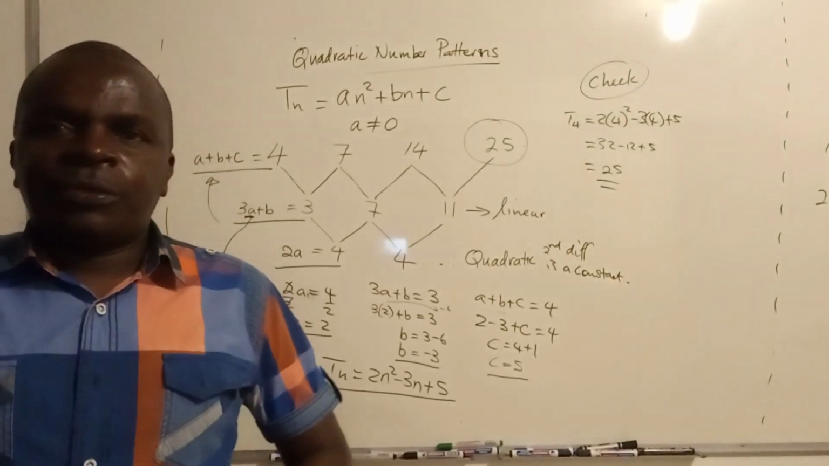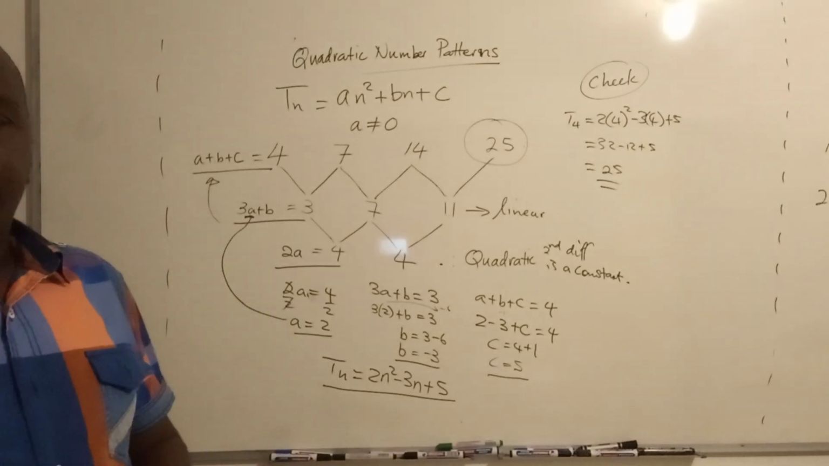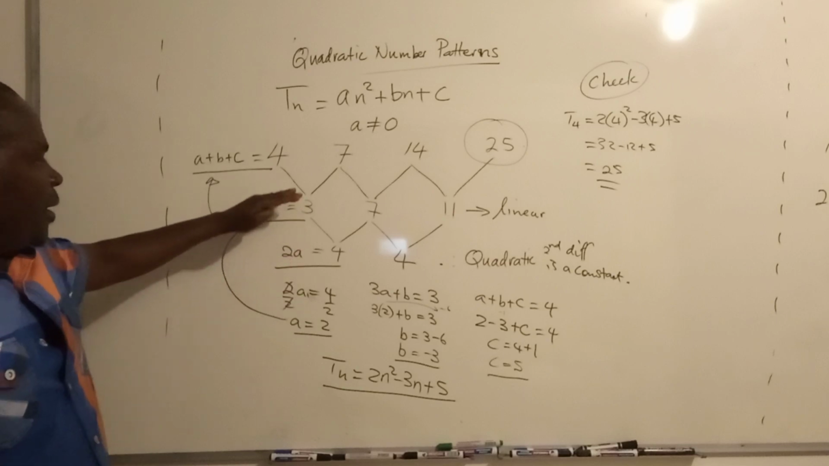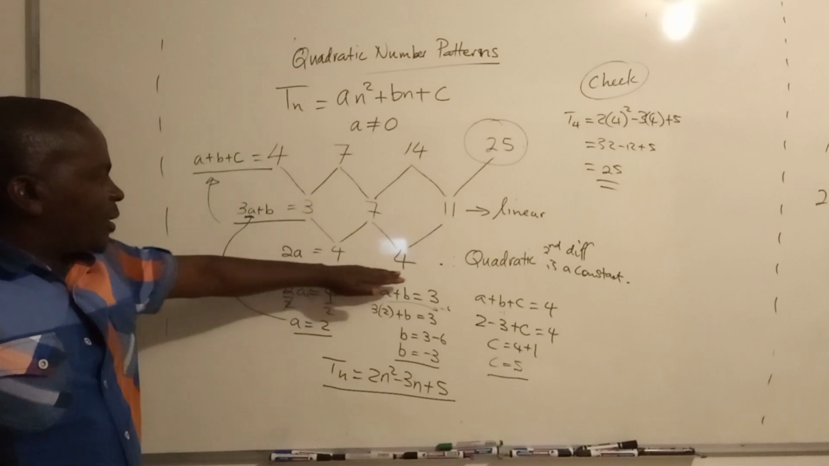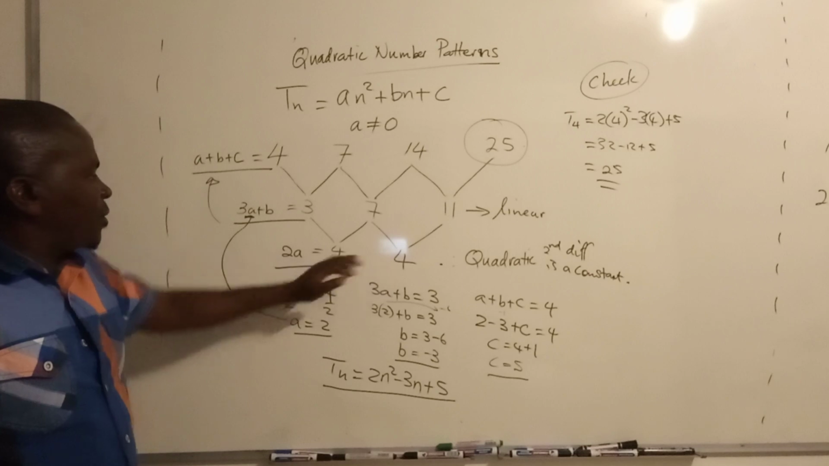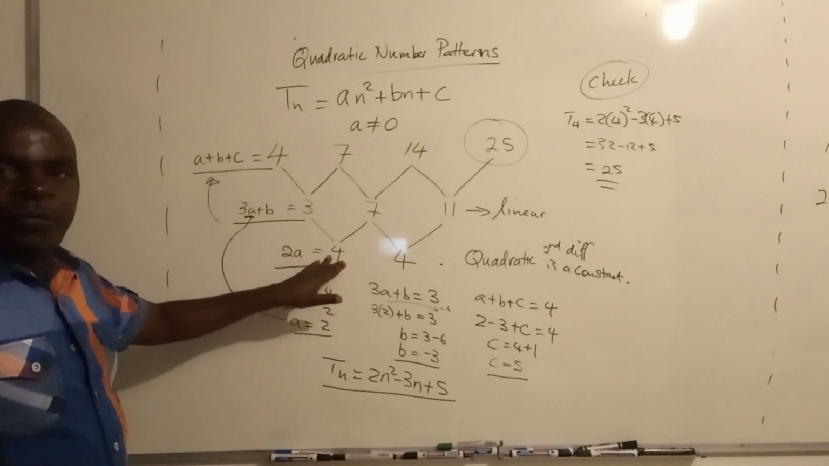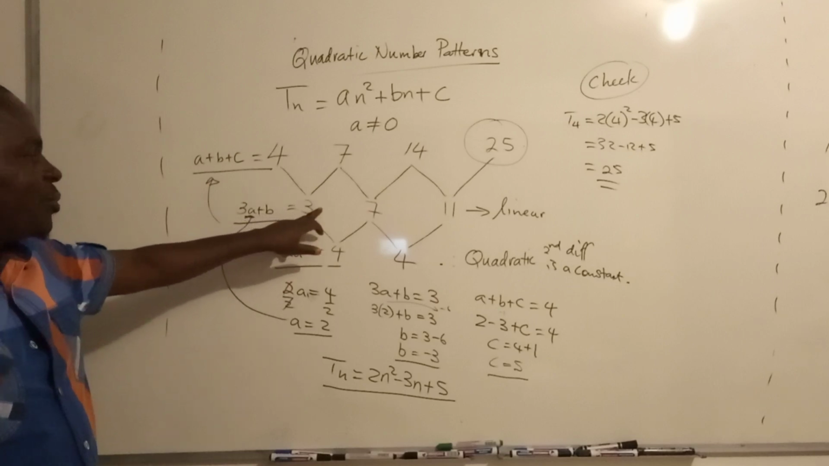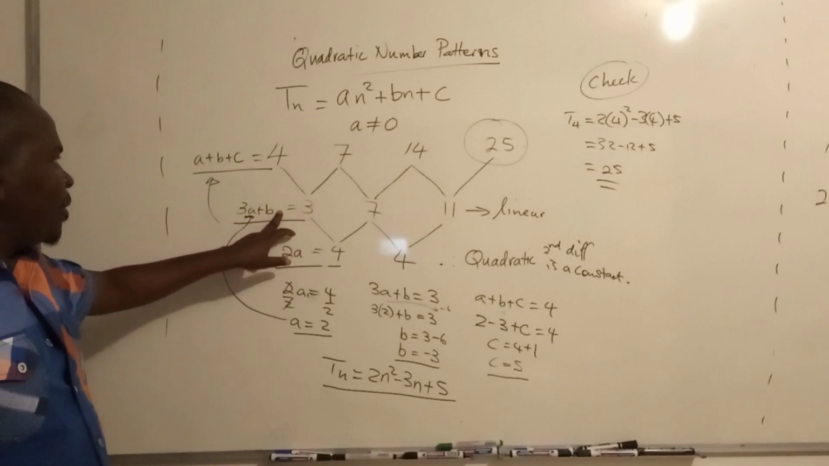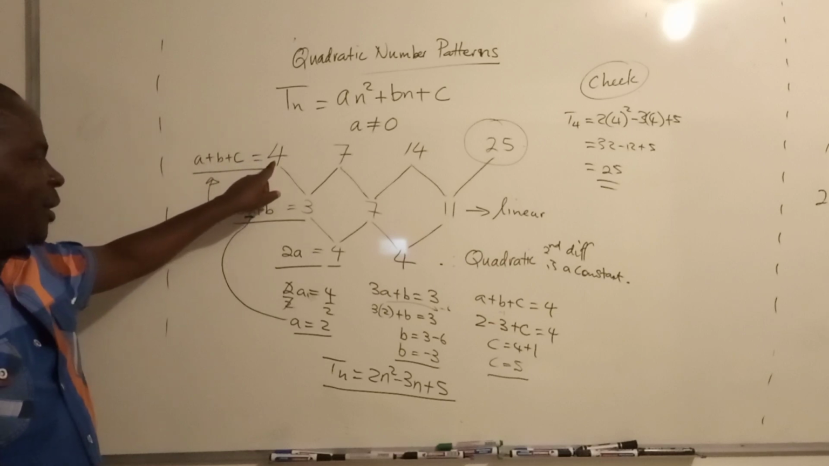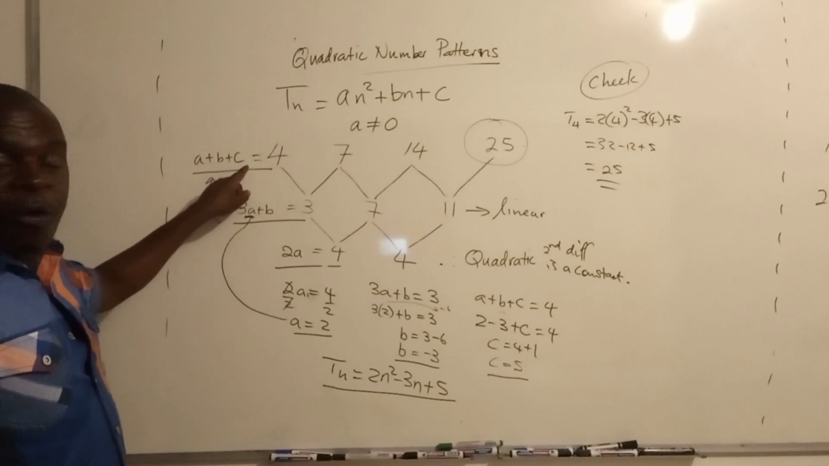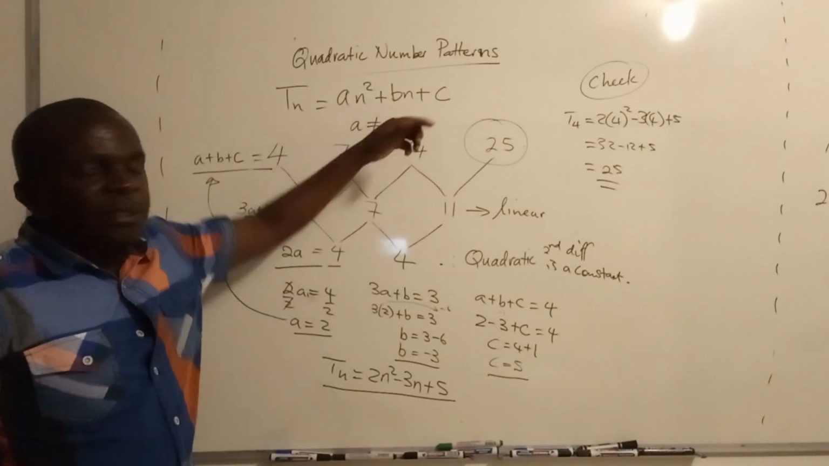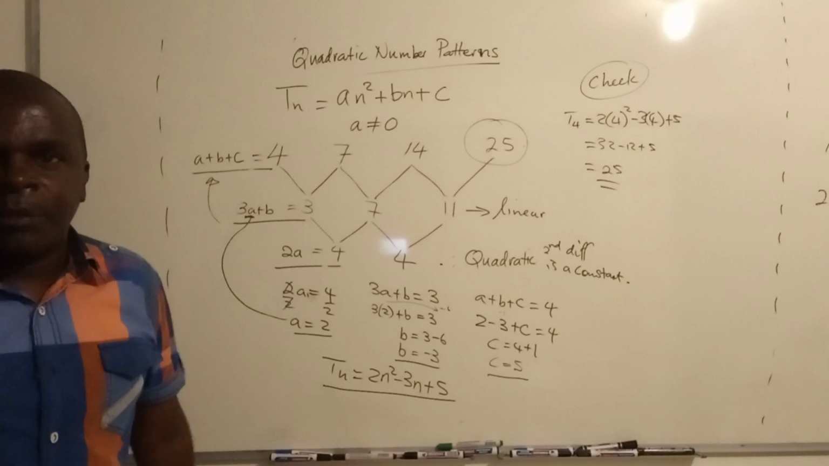For now, I would like to thank you for listening, guys. Just a quick recap. Here, we were able to find the second difference, and then from the second difference, we used our 2a is equal to 4 to find a. We also used the 3a plus b is equal to 3 to find our b, and then we used this equation here to find the value of c. Please don't forget to substitute your a, b, and c to come up with the final expression.